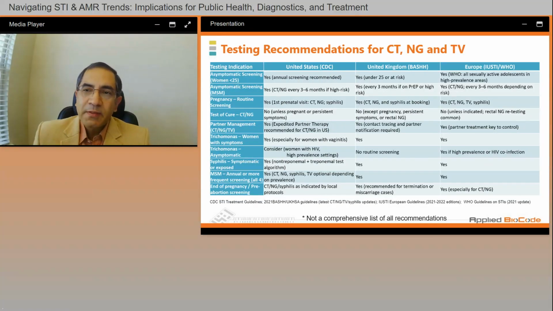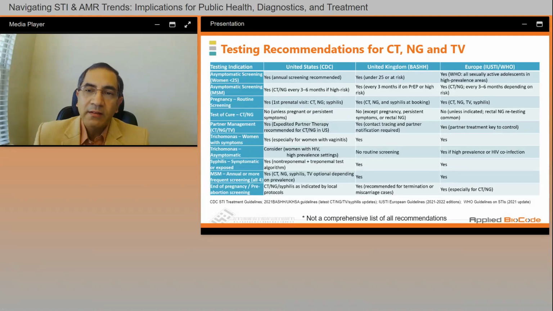To prevent the transmission of STIs, various public health agencies have put forward testing recommendations summarized in the slide for Chlamydia trachomatis, Neisseria gonorrhoeae, and Trichomonas vaginalis, which I will be referring to as CT, NG, TV, or Trich in my subsequent slides during the talk.